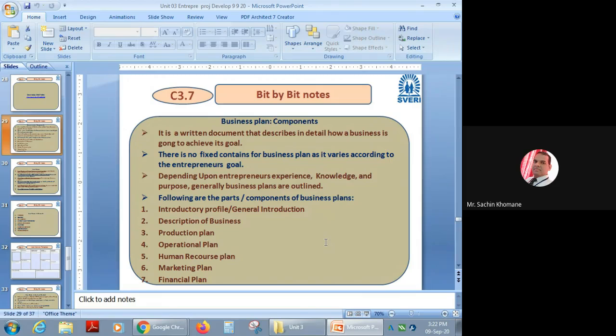The second point in your business plan is the description of business. You need to describe your business. You need to describe your venture.